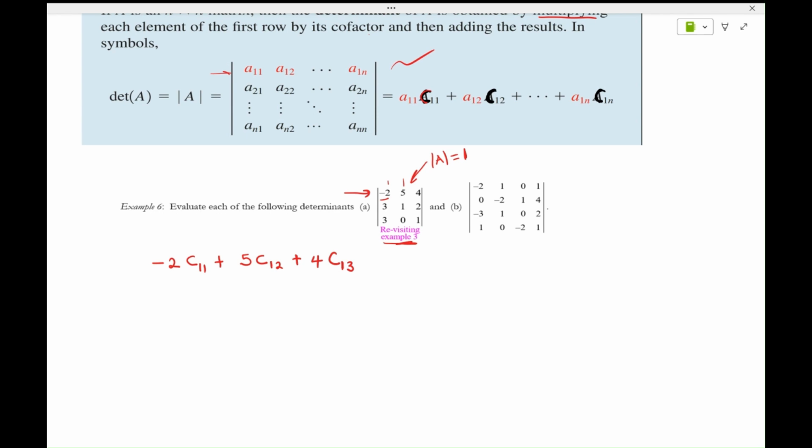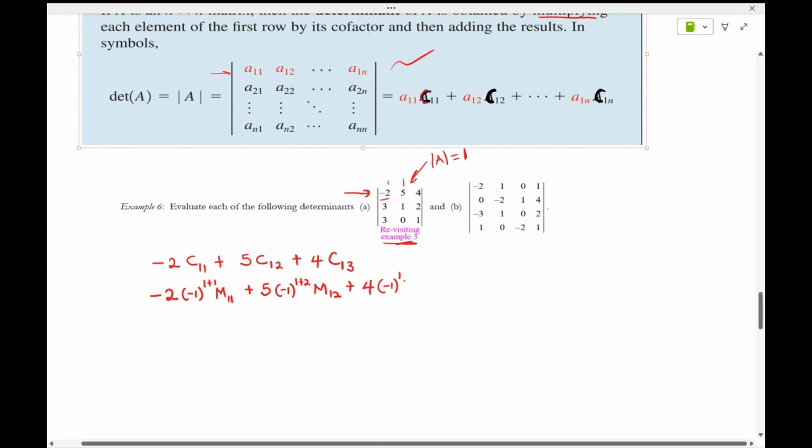Okay, so how does this work? This is minus 2, and this is C11, which is the cofactor. I can change it to the minor by using the formula: minus 1 to the power 1 plus 1, then M11. Here also it becomes 5 times minus 1 to the power 1 plus 2, then M12. So we have moved from cofactor to minor. Then plus 4 times minus 1 to the power 1 plus 3, which is 4, then M13.